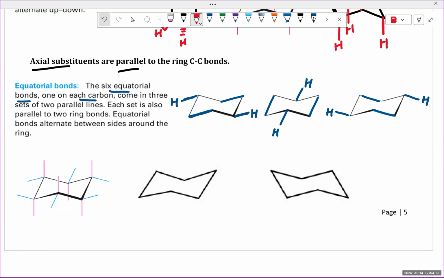So, putting this all together, let's take these blank chair conformation templates and fill in the axial and equatorial substituents. The axial substituents are vertical, the equatorial substituents are parallel with the ring bonds. So for example, this ring bond is parallel to this equatorial substituent. This ring bond here is parallel to this set of equatorial substituents. This ring bond is parallel to this equatorial substituent. And with that, we still have one last set of hydrogens. These two ring bonds are parallel to these two equatorial substituents.